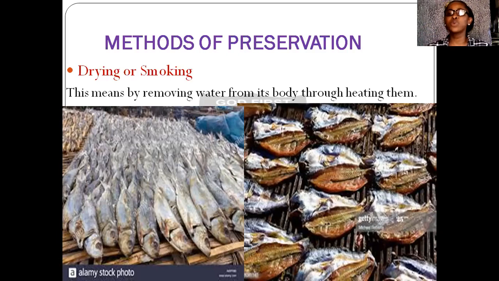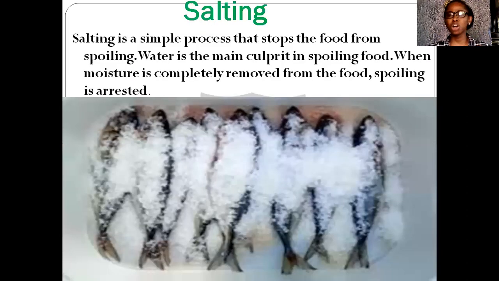So it has to be properly kept, properly preserved. And the first method is drying or smoking. We have to dry this water or remove the water content by drying to reduce it. We dry it in a way that it is properly dried to retain its original taste. This means removing the water through drying or smoking the fish to get its original taste. We have another method which is salting.